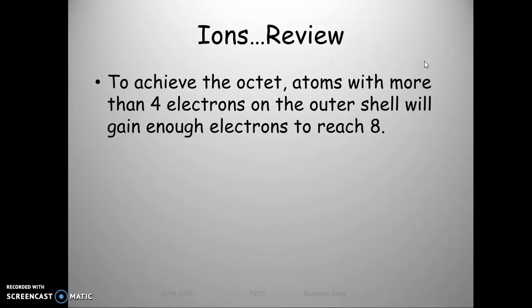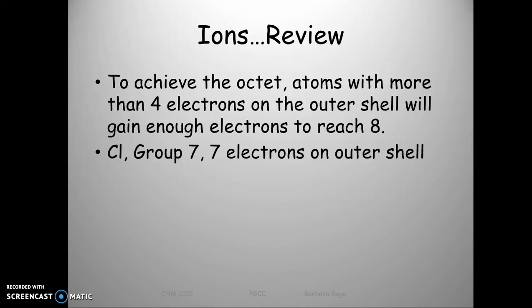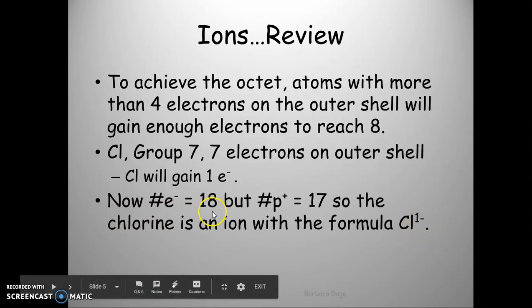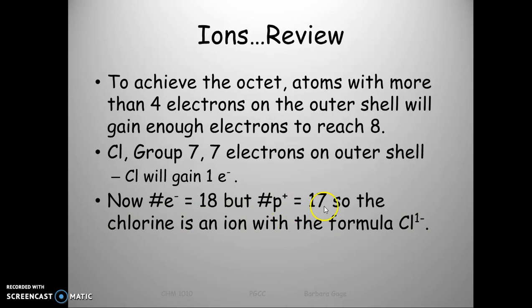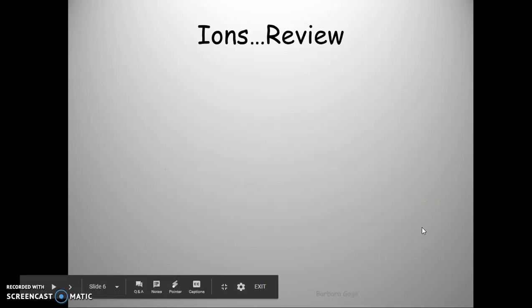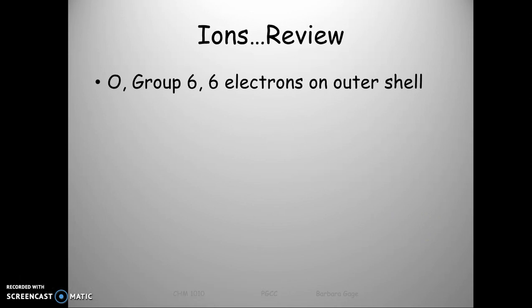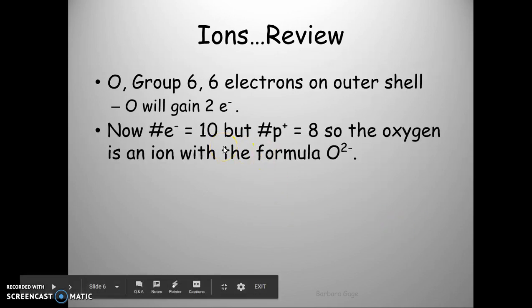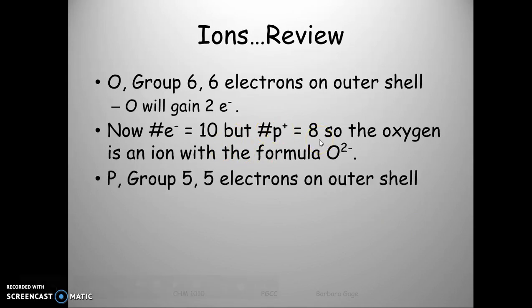Moving on. To achieve the octet, we know that atoms that have 4 or more electrons want to gain electrons to get to 8, if they have 3 or less, they lose them. For example, chlorine, group 7, is going to gain 1. Chlorine is an ion with the formula Cl-1. There's 18 electrons total, but our protons are only 17, so we know our overall charge is -1. Here's another example. Oxygen is in group 6. There are 6 valence electrons in its outer shell. It needs to gain 2 to get to 8. Now it has 10 electrons total. It has 8 protons, so overall our charge is -2.